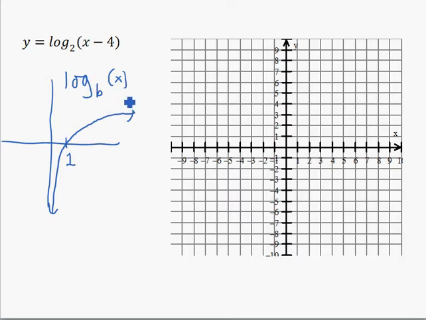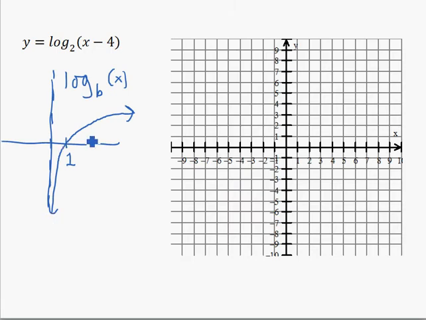Once you start moving this around, it's not going to go through 1, of course. But the general form, the parent function, would go through 1. We want log base 2 of x minus 4. What this minus 4 is going to do to the graph is move it 4 to the right. Normally the asymptote for a logarithm is at x equals 0.